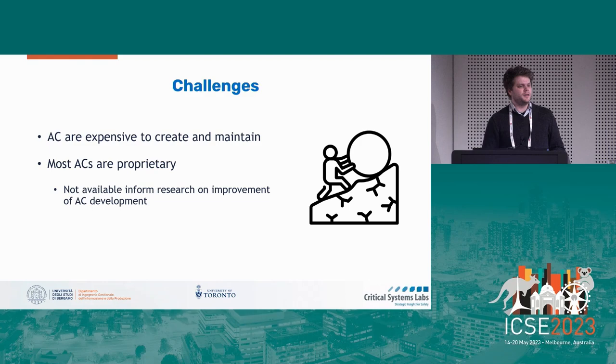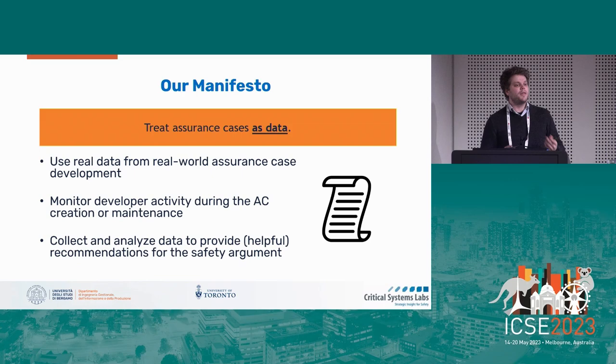Companies put very sensitive information into their assurance cases, intellectual property, and they don't just post this on their Facebook page. You can't just download it and use it for research. So what do we do? Well, the idea in this paper was to rethink assurance cases rather than treating them as artifacts that we submit to a regulator for review. We would like to treat them as data that we can learn from.